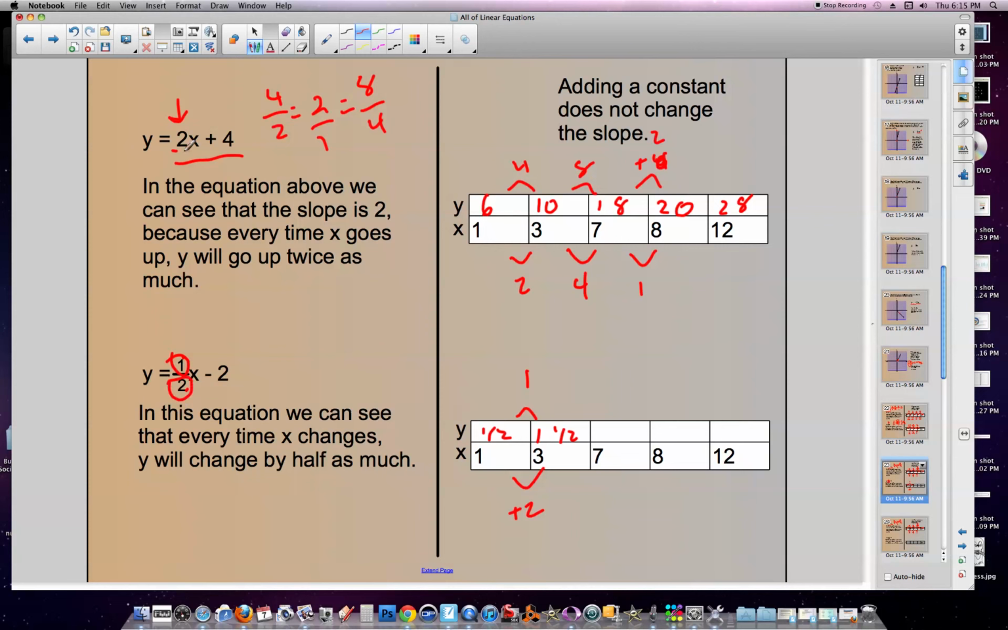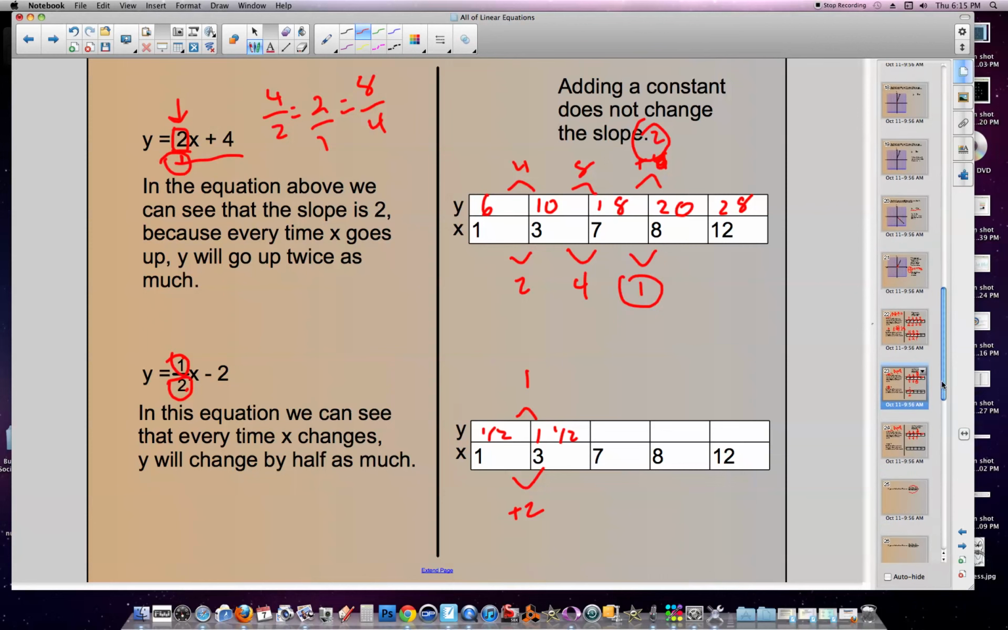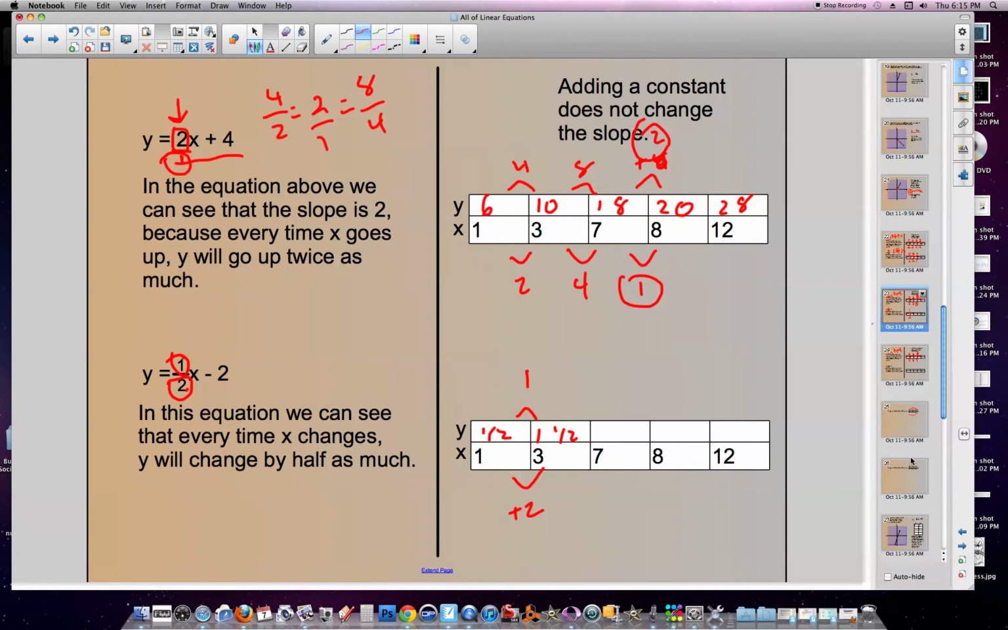Here, and remembering that this is 2 over 1, right? 2 over 1 is the same thing as 2. Then we can clearly see here that my y, my output, went up 2. That's what that 2 means, every time my x went up 1, which is what that 1 means. So we're going to stop this video here now that we've talked about what slope is.